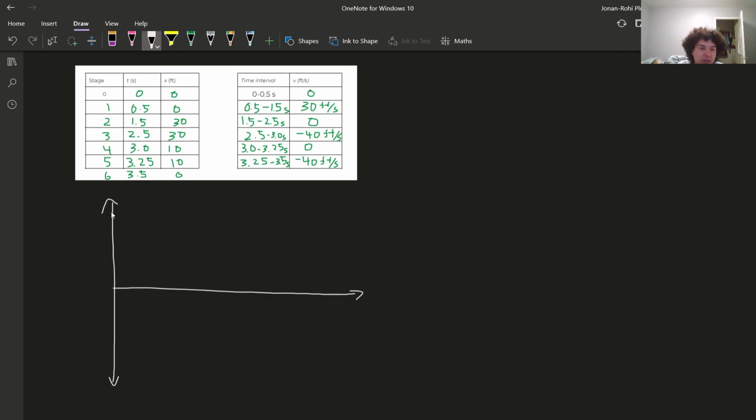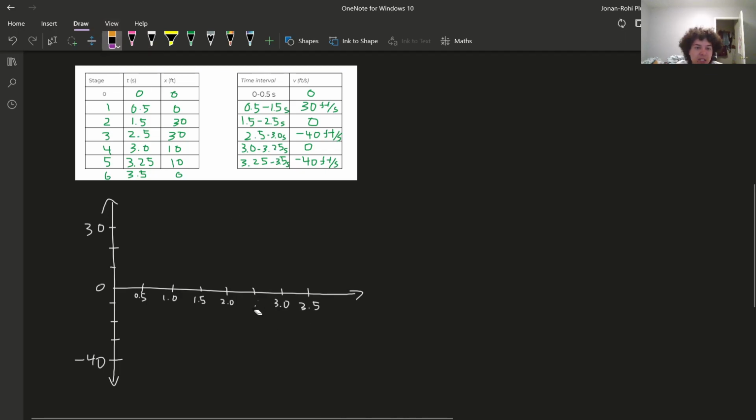So in our positive side, we'll have 10, 20, 30. And our negative side will have 10, 20, 30, 40, negative 40. 0, and then we'll put in our time, 0.5, 1, 1.5, 2, 2.5, 3, 3.5. So let me just write that in carefully. 0.5, 1.0, 1.5, 2.0, 2.5, 3.0, 3.5.